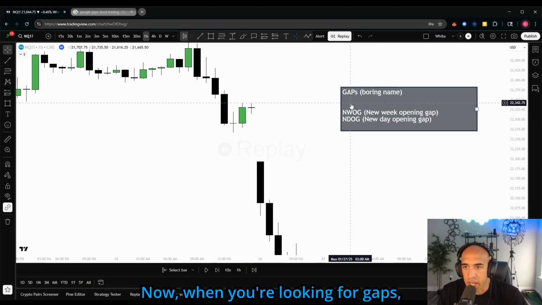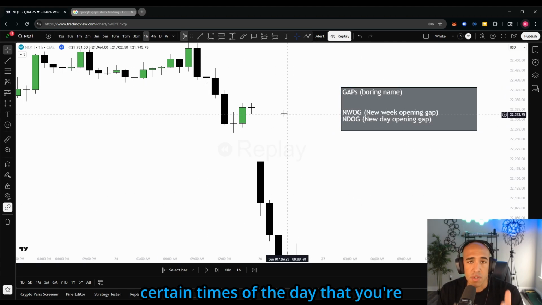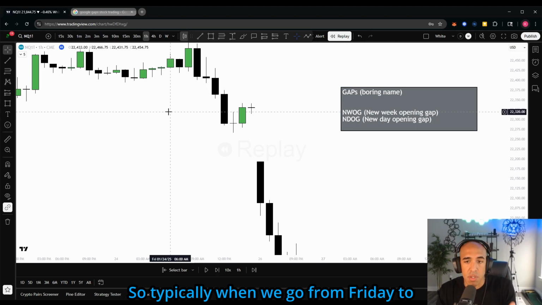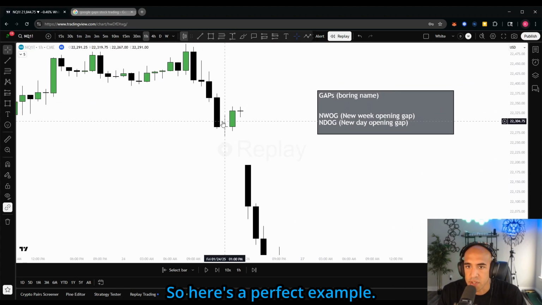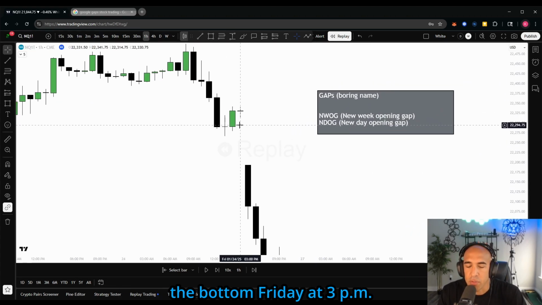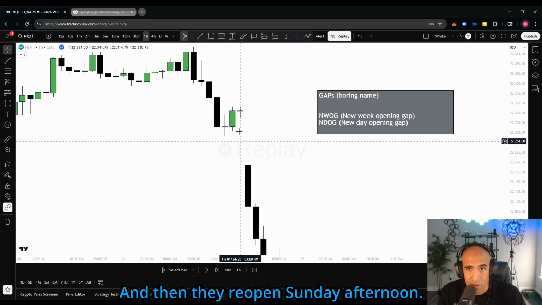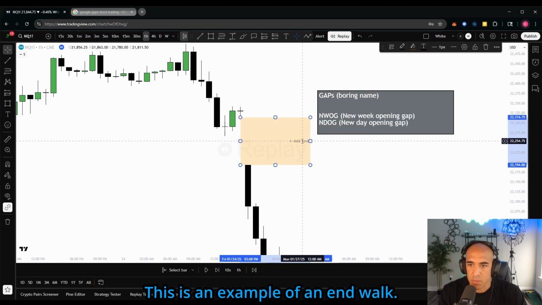Now, when you're looking for gaps, NWOGs, NDOGs, all the same thing, there are certain times of the day that you're going to notice this, and that's why we have these terms. Typically when we go from Friday to Sunday on the futures markets, you'll see a gap form. Here's a perfect example. Look at the time at the bottom. Friday at 3 p.m. is when the markets close at the end of the week, and then they reopen Sunday afternoon. In between that time, you typically will see a lot of gaps form. This is an example of an NWOG.